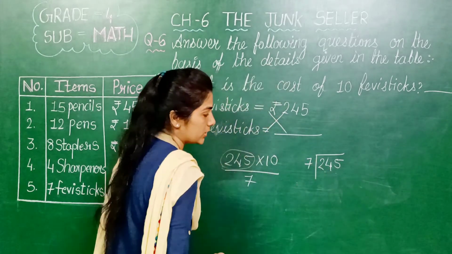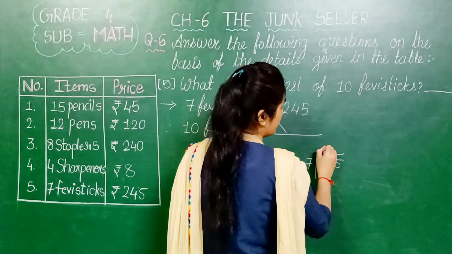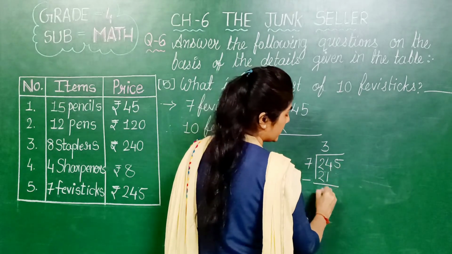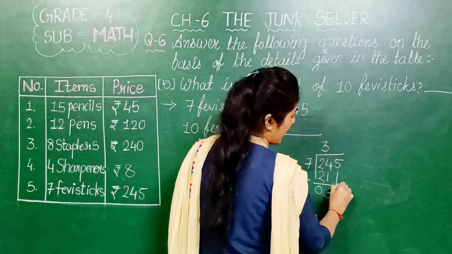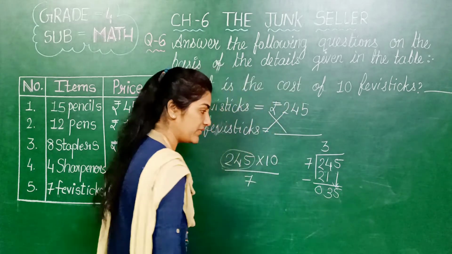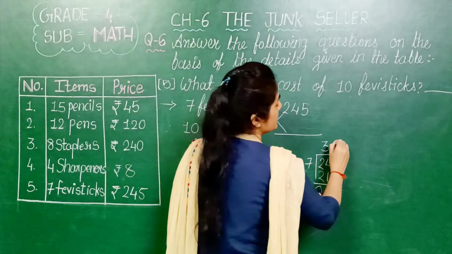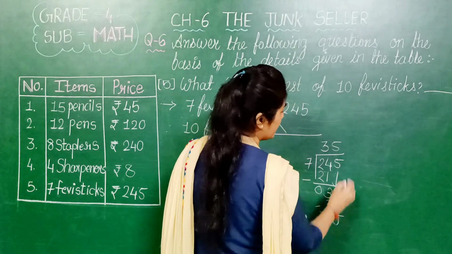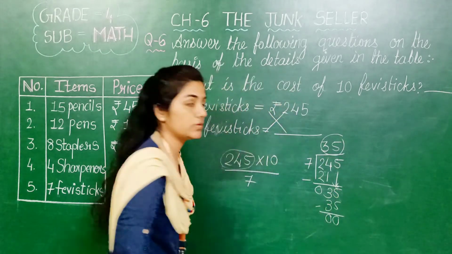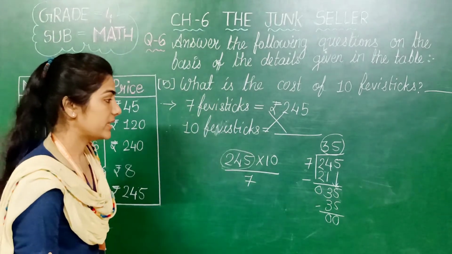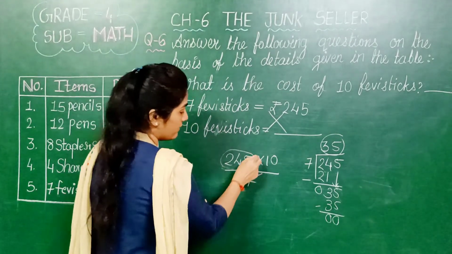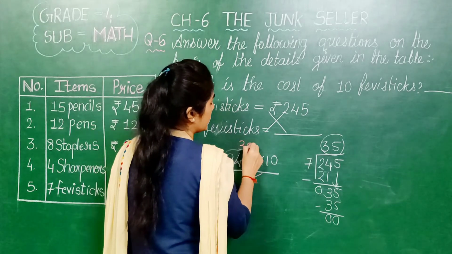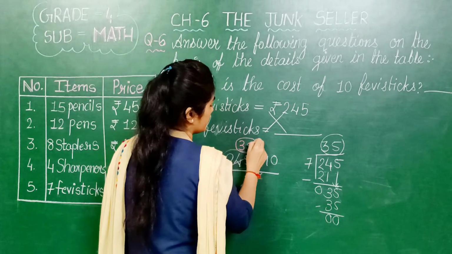So 24 is not coming in the table of 7. So the nearest smaller number we have to take, which is 7 3s are 21. 4 minus 1 is 3. 2 minus 2 is 0. 5 you have to keep down. 35 is coming in the table of 7. 7 5s are 35. So the answer we have got of this division is 35. So we can cut this 7, we can cut this 245, and this 35 we can keep upside.